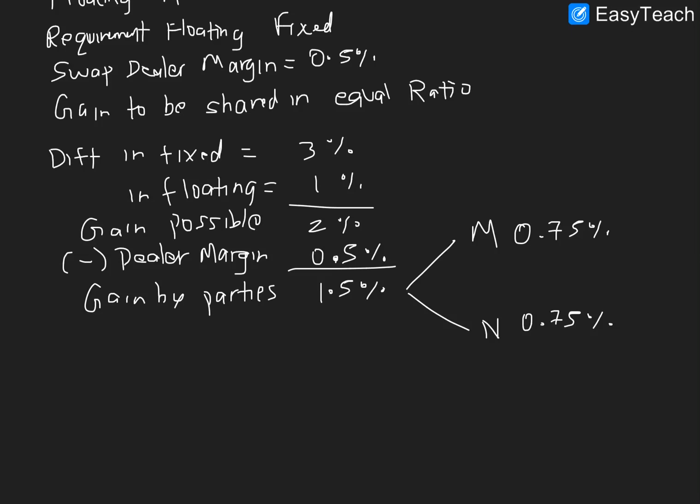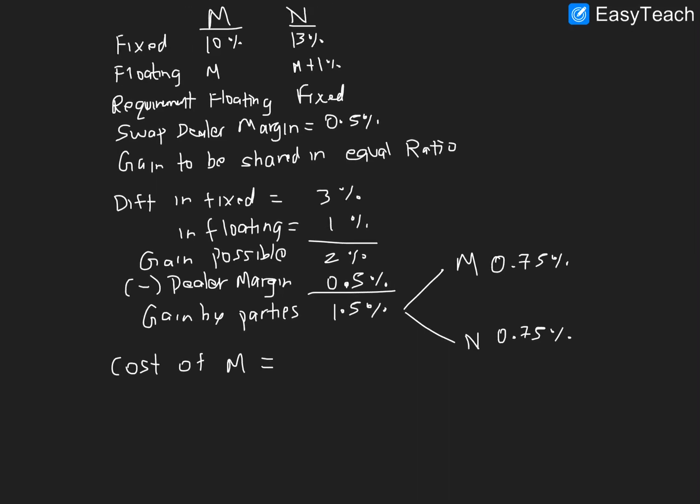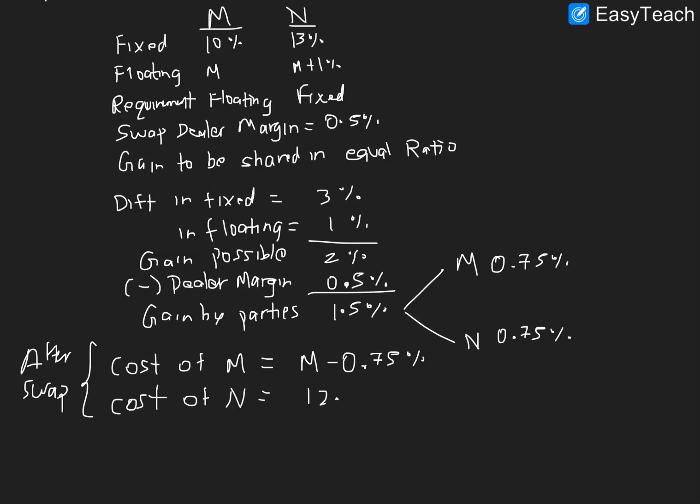Right. So the cost to M should be MIBOR minus 0.75%, because had it taken a floating rate on its own, it would have cost it MIBOR. So it has to be reduced by 0.75%. Then the cost of N, this is obviously after swap, should be a fixed rate of 13% minus 0.75%. So that's 13 minus 0.75, that should be 12.25%.